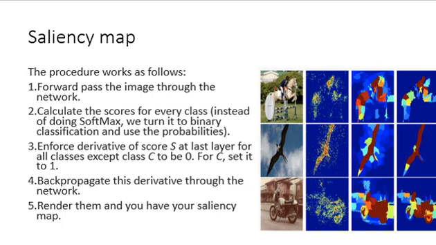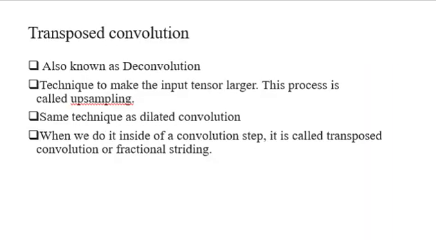The next topic is transposed convolution. So far, the convolutions we have looked at either maintain the size of the input or make it smaller. We can use the same technique to make the input tensor larger. This process is called upsampling. When we do it inside of a convolution step, it is called transposed convolution or fractional striding.